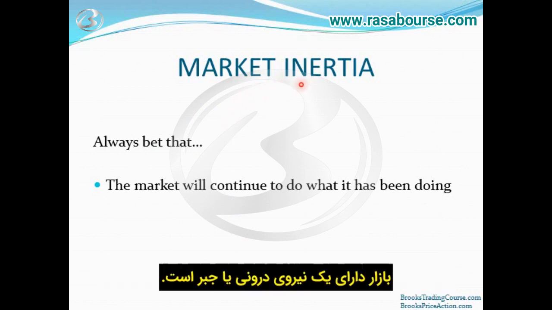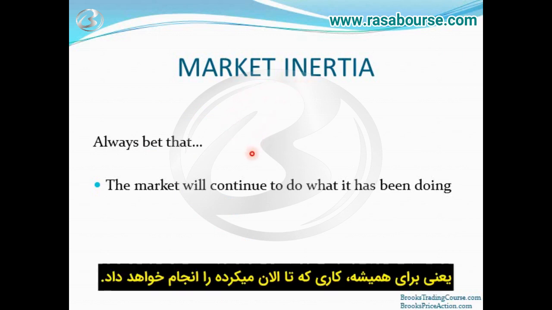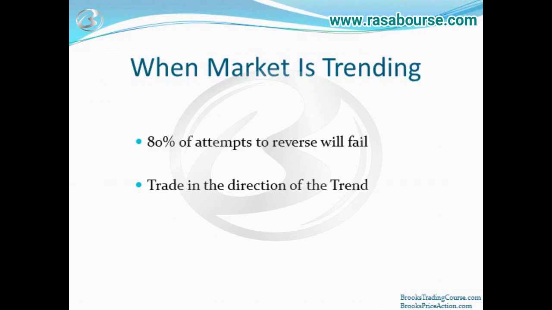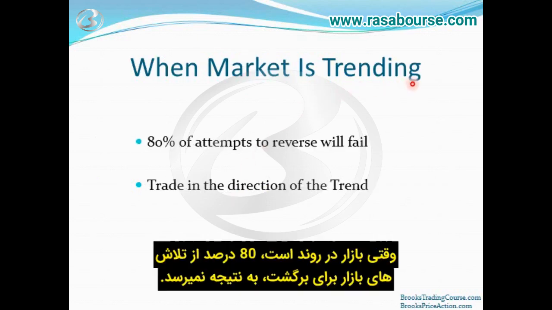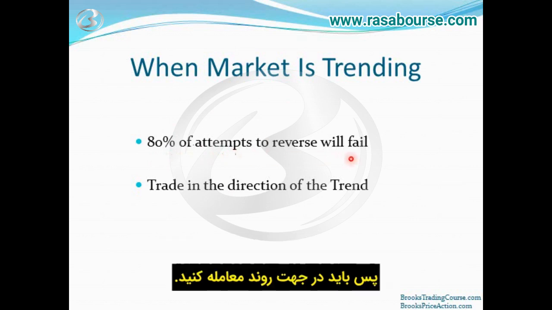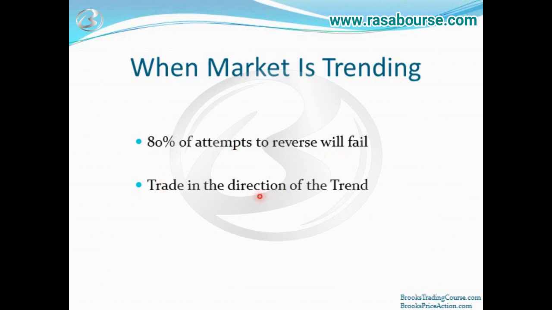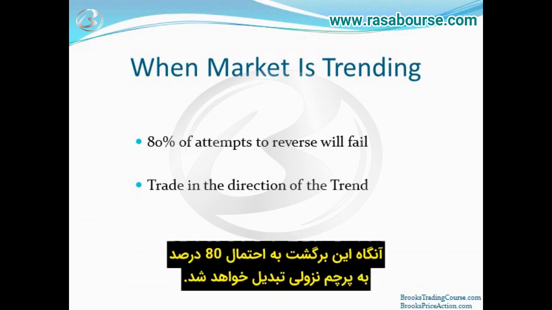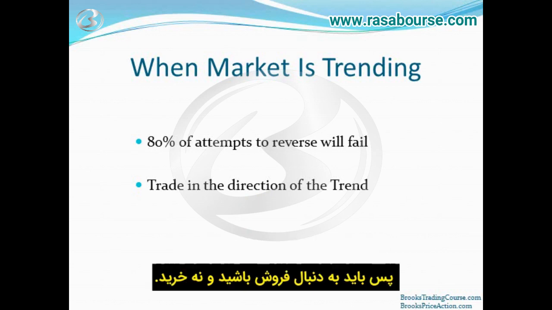The market has inertia. It always tends to continue to do what it's been doing, and that's the way you should trade. If the market's in a trend, 80% of the attempts to reverse will fail. So you should trade in the direction of the trend. So if you're in a bear trend and the market starts to reverse, there's an 80% chance that reversal will turn into a bear flag, and you should be looking to get short instead of looking to buy.